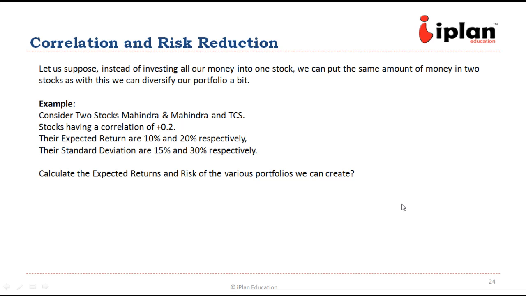Suppose there are again two stocks in our portfolio. One is Mahindra and Mahindra, the other is TCS, and say the correlation between them is positive 0.2. The expected returns are 10% and 20% respectively, and their standard deviations are 15% and 30%. Now let us look at what will be the expected returns and risk of the portfolio.